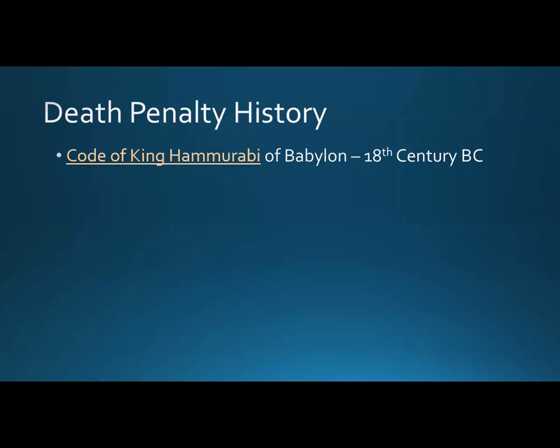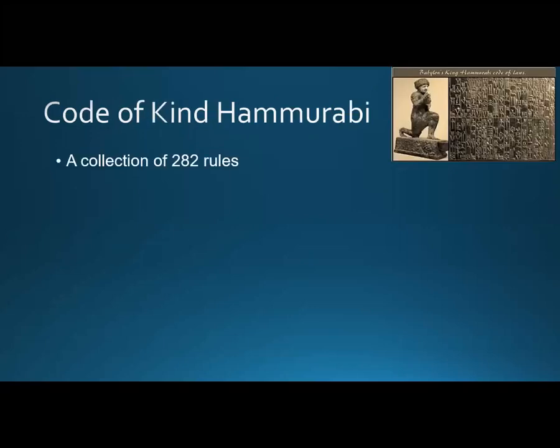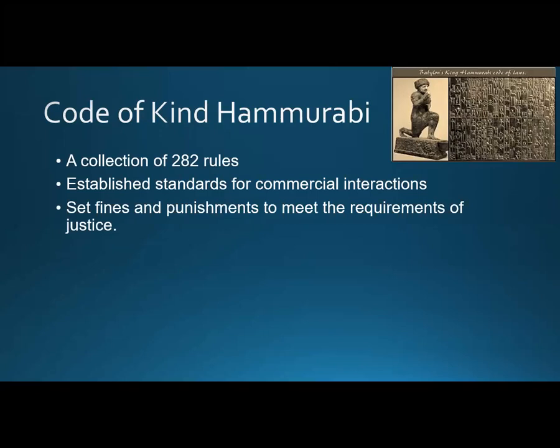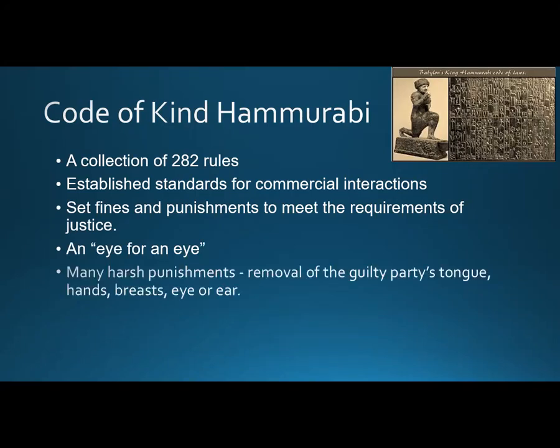of Babylon, 18th century BC. This is kind of the first recorded codes that we know about. It's a collection of 282 rules, established standards for commercial interaction, set fines and punishment to meet the required sum of justice. It's basically an eye for an eye society. You do something to somebody, it's going to come back at you.